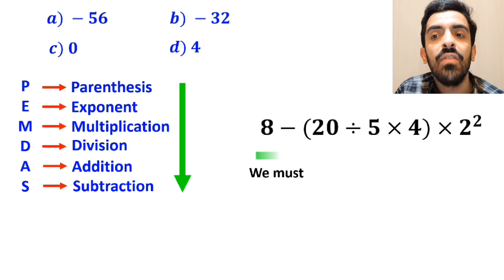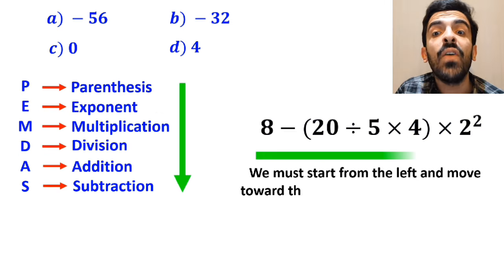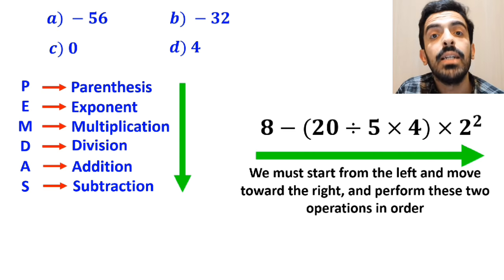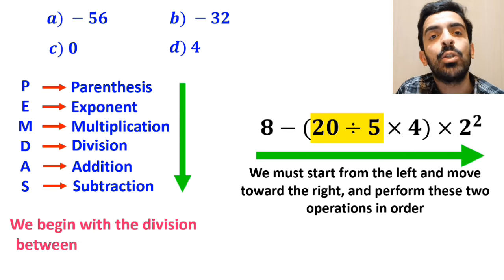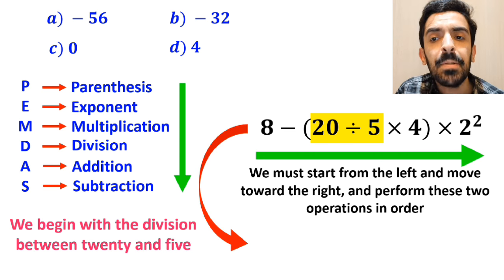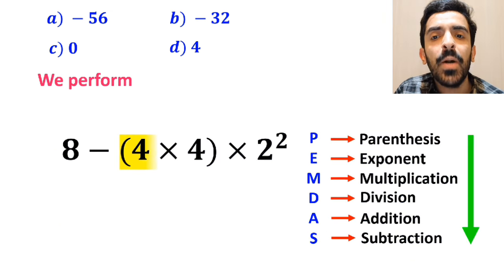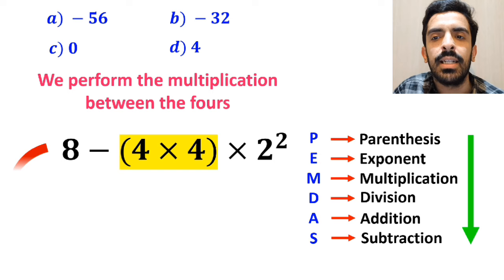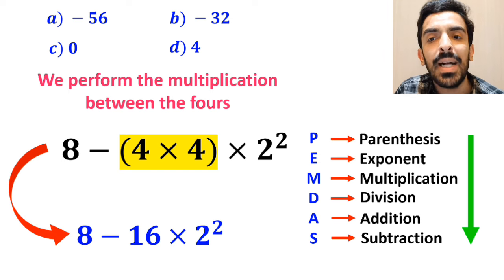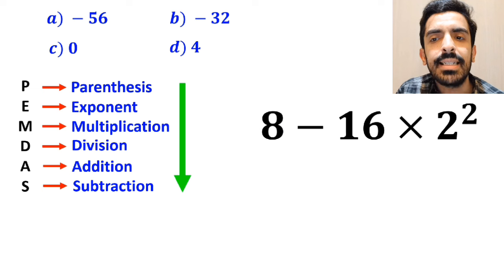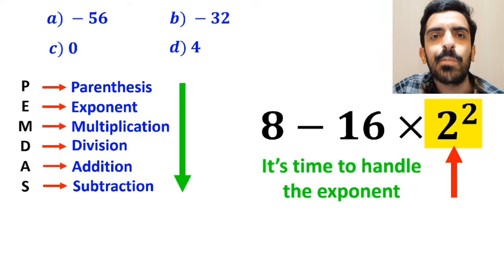In this situation, we must start from the left and move toward the right and perform these two operations in order. So, we begin with the division between 20 and 5, and this expression simplifies to 8 minus 4 times 4 inside the parentheses, then multiplied by 2 squared. And in the next step, we perform the multiplication between the 4s and write this expression as 8 minus 16 multiplied by 2 squared.